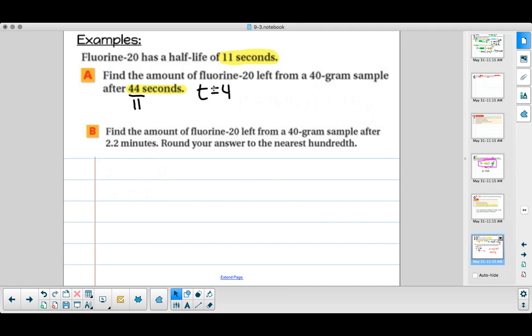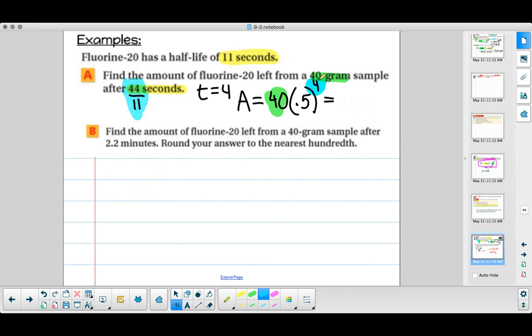When I write out the formula, again, it is A equals the starting amount, which in this case is a 40-gram sample, so 40. Let me just highlight that for you. The starting amount, again, is 40. The number in parentheses for a half-life is always 0.5, or you could use the fraction 1/2, because it's a half-life. And then again, 44 divided by 11 is equal to 4, so my t value is 4.